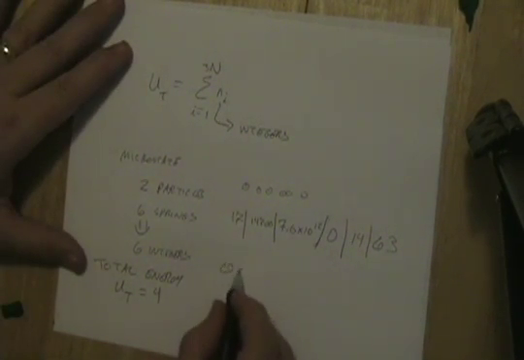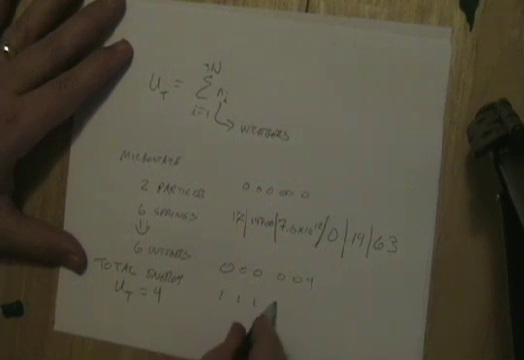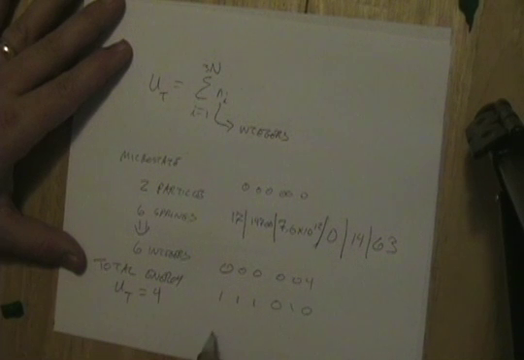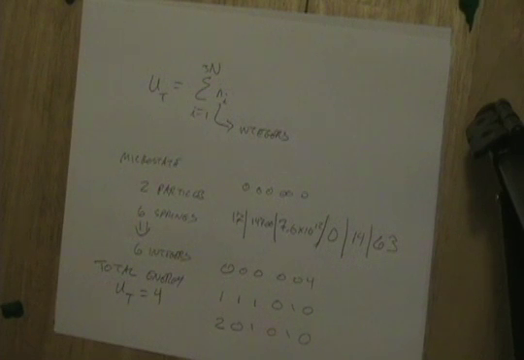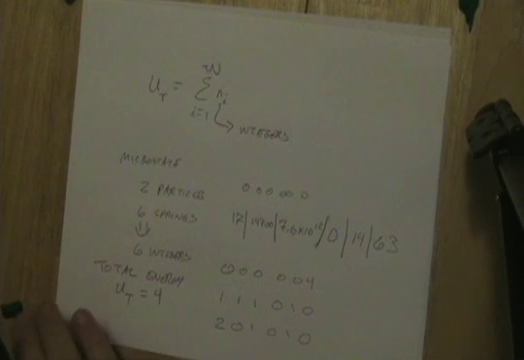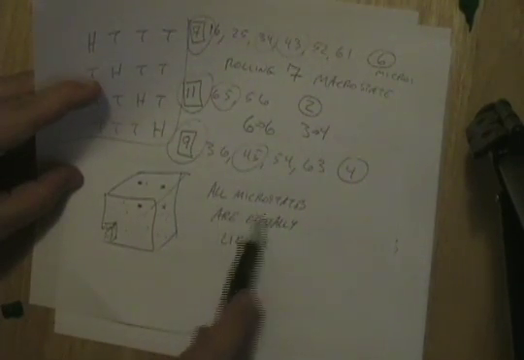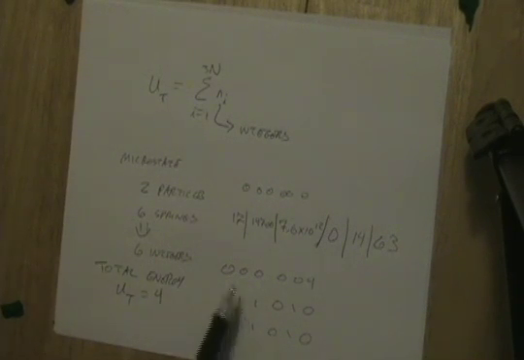I can have 0, 0, 0, 0, 0, 4, or I could have 1, 1, 1, 0, 1, 0, or I could have 2, 0, 1, 0, 1, 0. There's a few ways to do it. And certainly your book gives you all kinds of equations for counting that. But let's just take these 3. If we think that all microstates are equally likely, then it is just as likely that your system is in this, as in this, as in this.